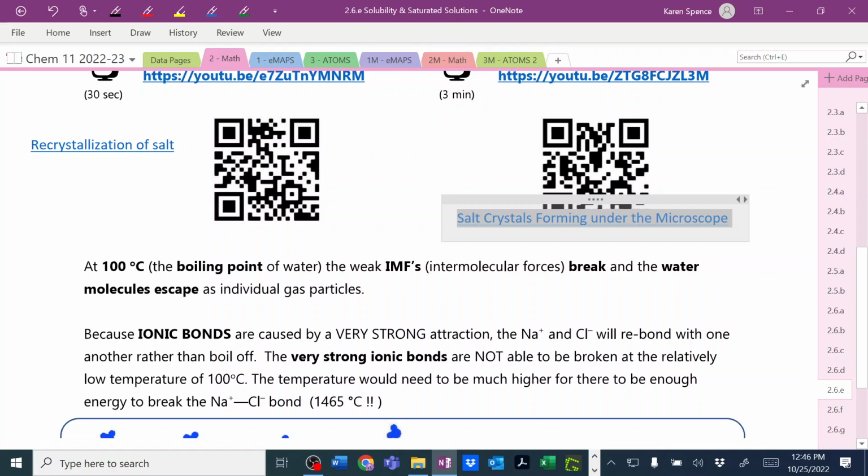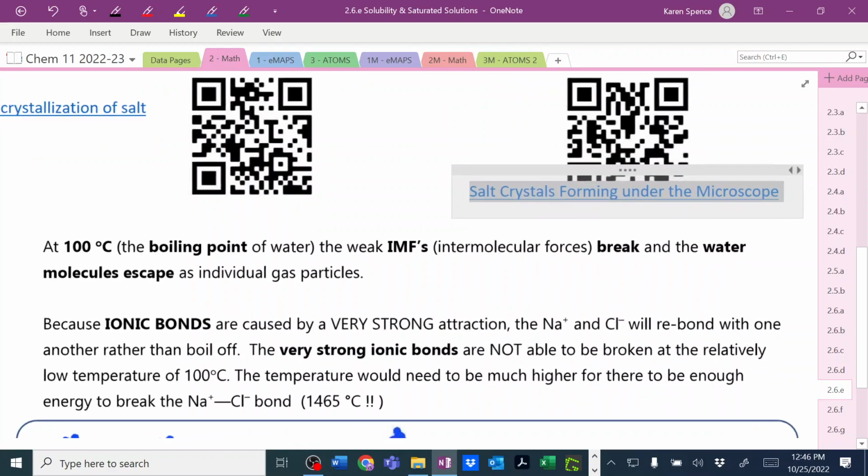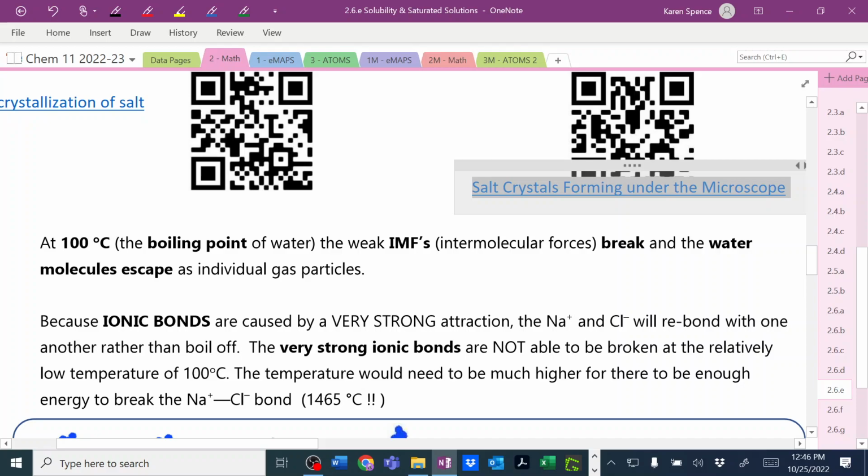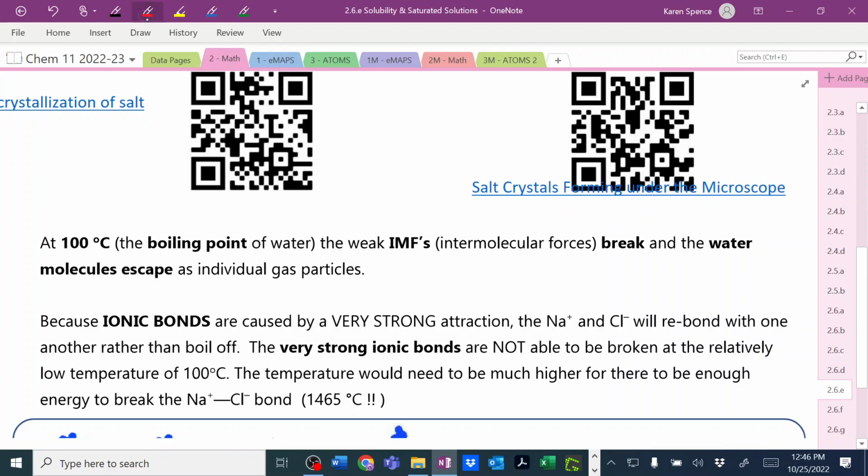So if you've got salt, when you hit 100 degrees Celsius, which is the boiling point of water, do you remember what the term IMF stands for? Intermolecular forces. What does the prefix inter mean? Between. If you go on an international flight, you are flying in between nations, yes? When we have intermolecular forces, those are forces that are between molecules.